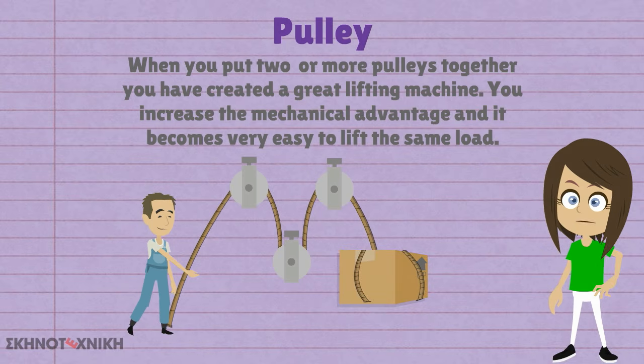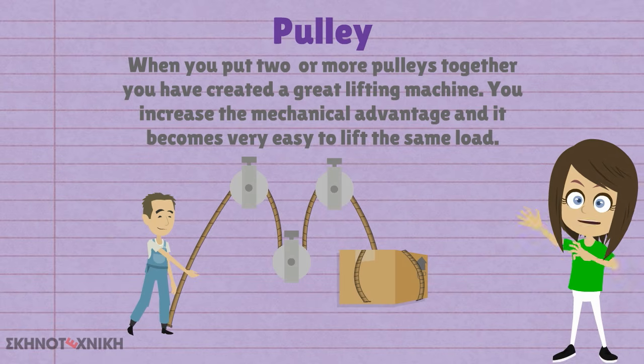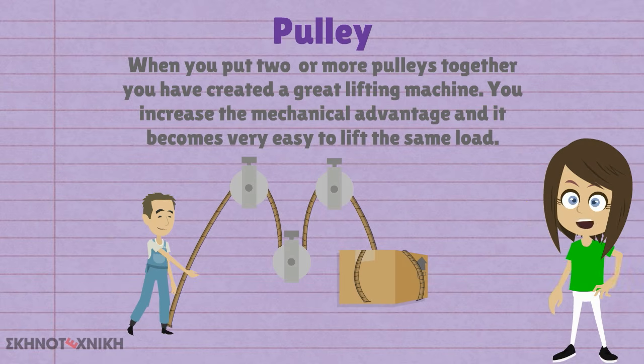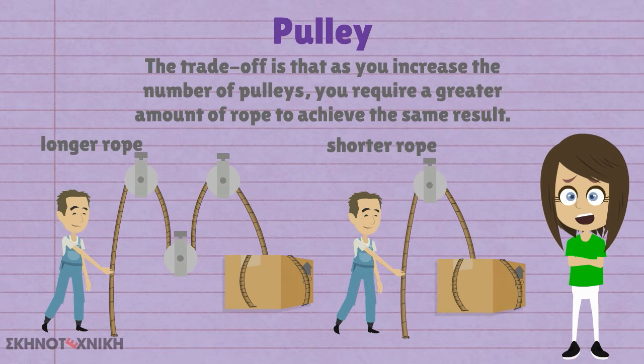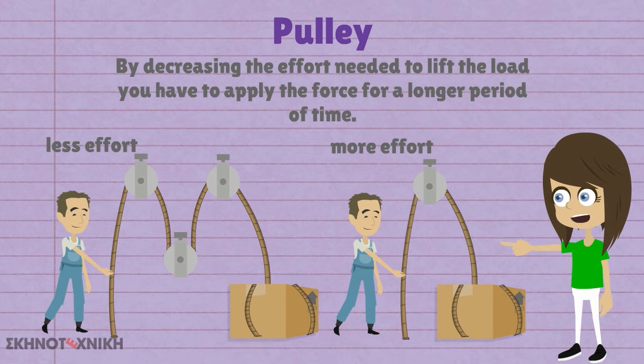When you put 2 or more pulleys together, you have created a great lifting machine. You increase the mechanical advantage, and it becomes very easy to lift the same load. The trade-off is that as you increase the number of pulleys, you require a greater amount of rope to achieve the same result. By decreasing the effort needed to lift the load, you have to apply the force for a longer period of time.